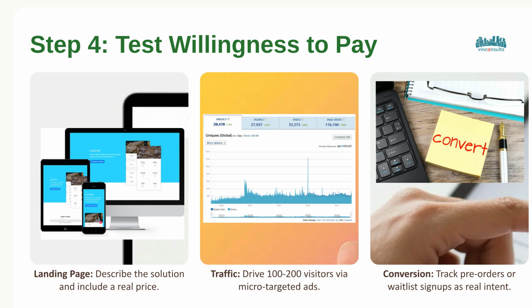Step 4 is to test willingness to pay. Set up a simple landing page describing your solution with a real price. Also, add a pre-order or join waitlist button. Drive traffic of 100 to 200 visitors through targeted ads and track conversions.